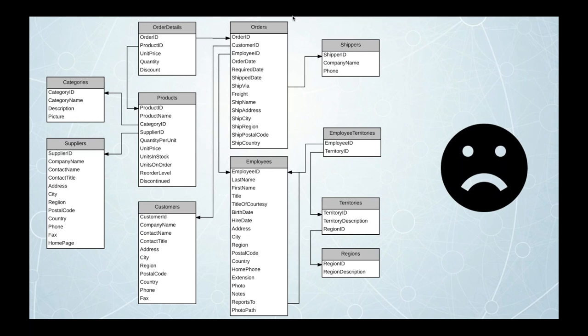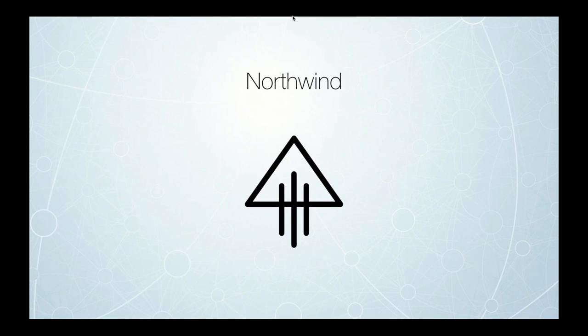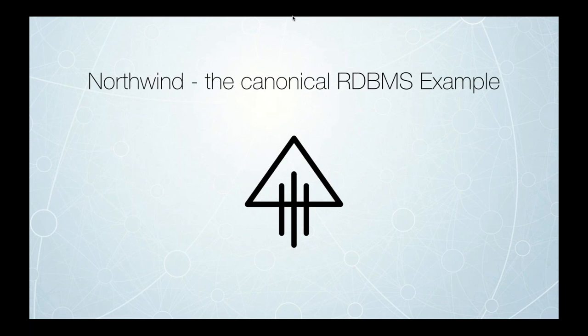So we're going to show you with the Northwind data set. Now, I hope many of you are familiar with Northwind. Northwind is the canonical relational database example. Northwind is an example that Microsoft developed along with SQL Server many years ago, and it is supposed to demonstrate the power of relational databases.